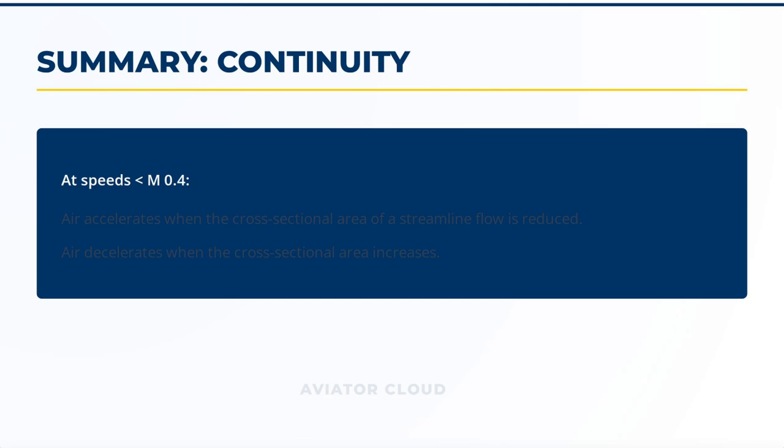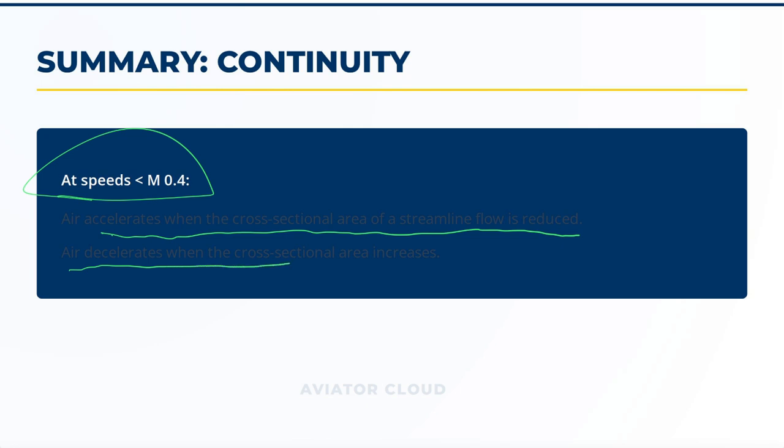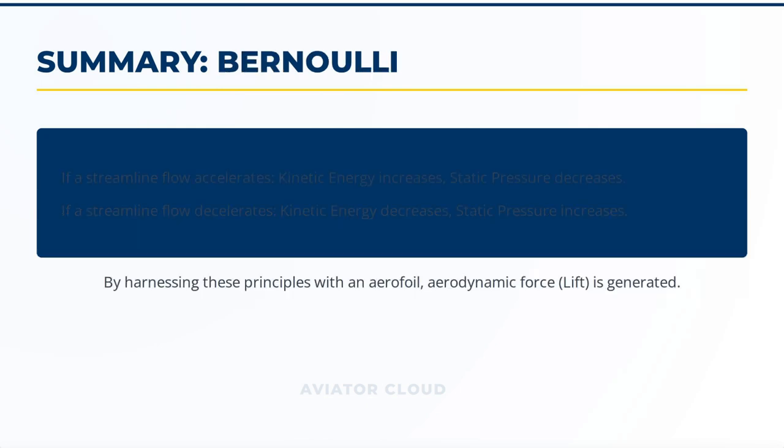So what is the summary of continuity? Speed below 0.4 Mach. The air accelerates when the cross-sectional area of a streamline flow is reduced. Air decelerates when the cross-sectional area increases. Already we learned this. Next, the summary of Bernoulli, already we learned.